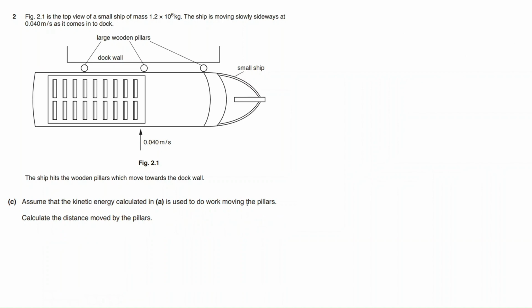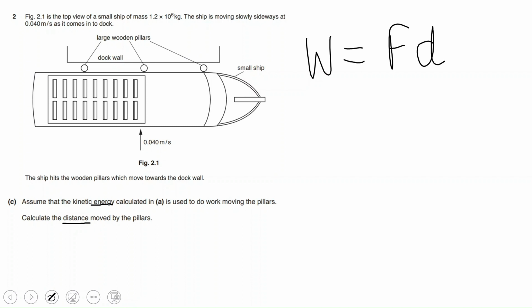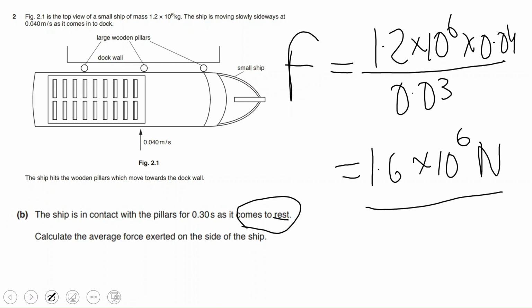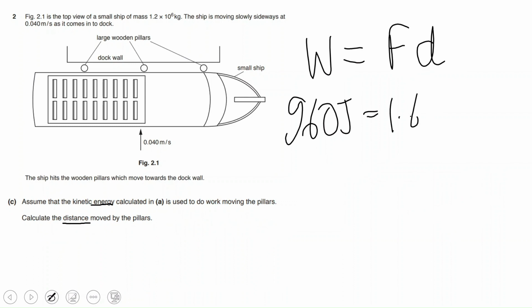Now, assume that the kinetic energy in A is used to do work to move the pillars. Calculate the distance moved by the pillars. So now there's distance and there's energy involved. And so the only formula for this is that work done or the energy transferred is equal to force into distance. So the work done is basically the kinetic energy we calculated before, which is 960 joules. And this is equal to the force it experienced. The force over here is 1.6 times 10 to the power 6 newtons.